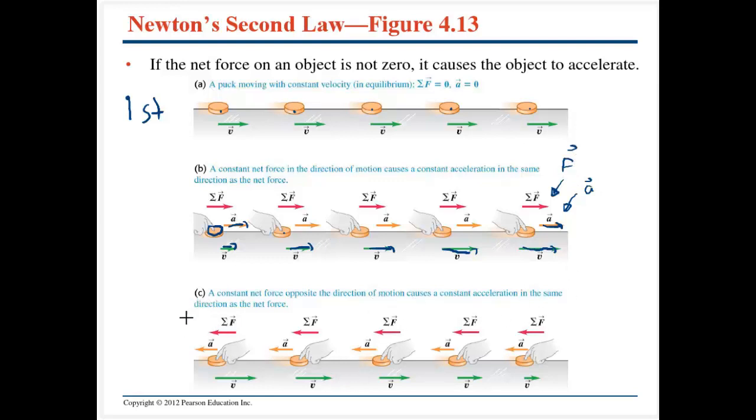In the case where the force is going to be slowing a puck down, where we have the puck moving at some velocity from the left to the right, but the force is acting from the right to the left, therefore the acceleration is also going to be acting from the right to the left. So force and acceleration are always in the same direction. The velocity vector is going to get smaller and smaller. So again, force and acceleration are always in the same direction regardless of velocity.